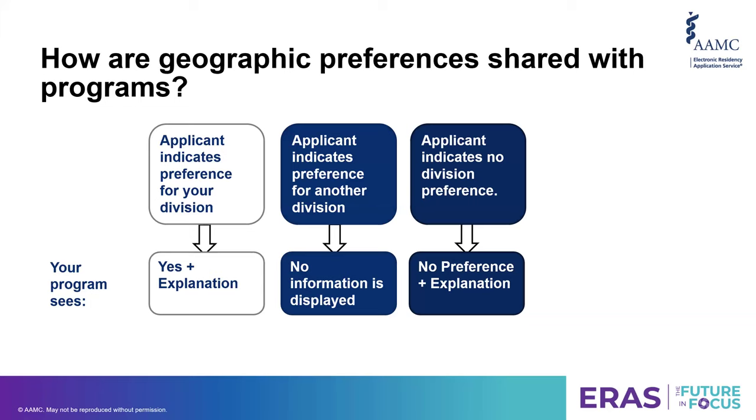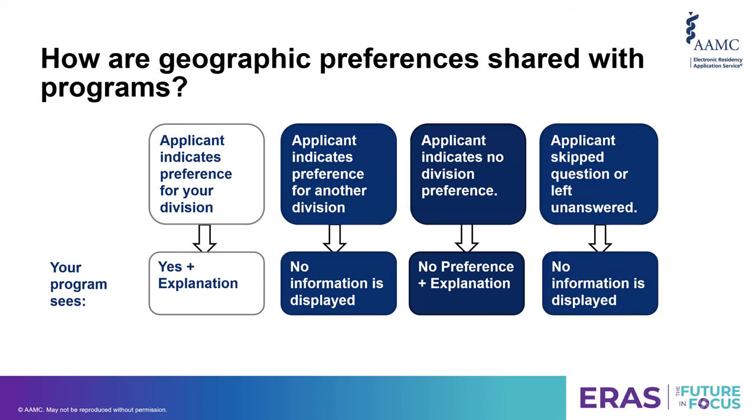And then thirdly, for applicants that indicate no division preference, this means that you're willing to work anywhere in the US. They will see no preference as well as your explanation, which can really be as simple as I'm willing to move anywhere in the US for my residency training. And then last but not least, of course, if an applicant chooses to skip the question, no information will be displayed. And so again, for those three options, definitely highly recommended that you choose at least one of those options to either show that you don't have a preference or you have a preference for a division.